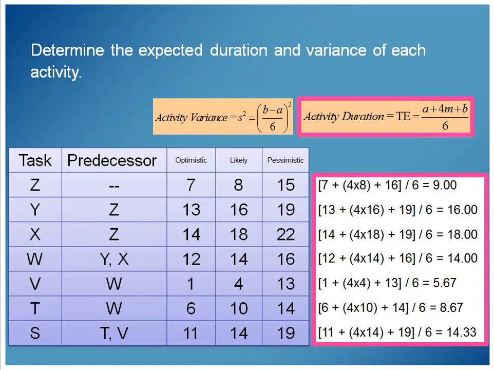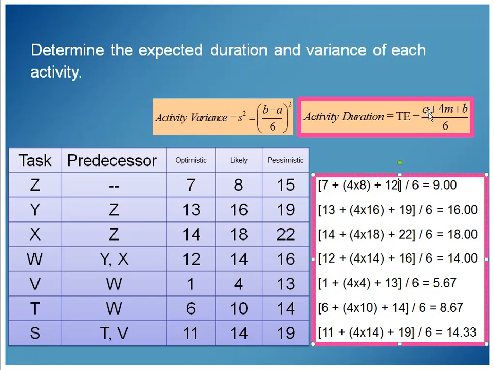13 plus 4 times 16 plus 19, divided by 6, is 16. And that makes sense because 13 and 19 are directly the same amount away from that middle value. So our middle most likely estimate is exactly what we get when we do our math here. And so on. 14 plus 4 times 18 plus 22, divided by 6... I really made a lot of mistakes there. I wasn't copying my math over. I'll fix these now. It is 18, and so on. So we can come up with those.